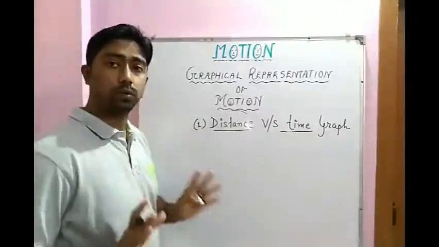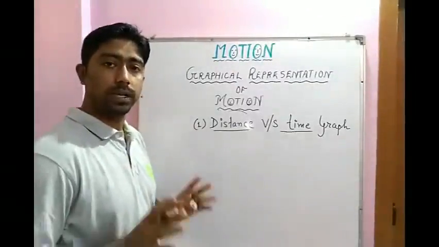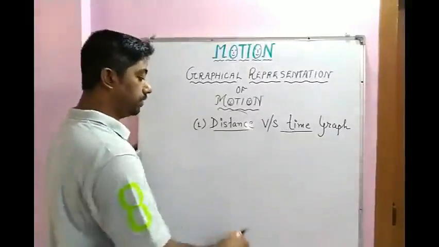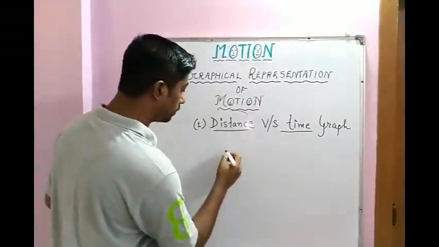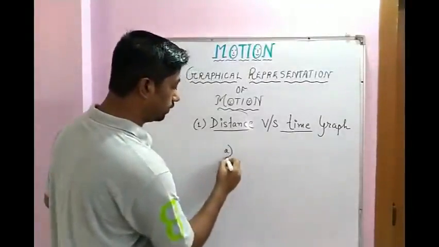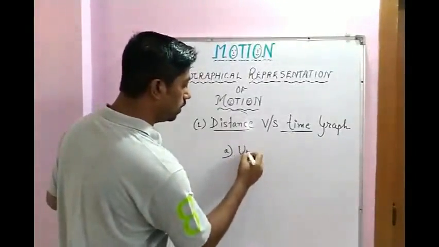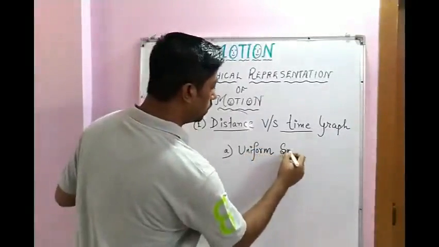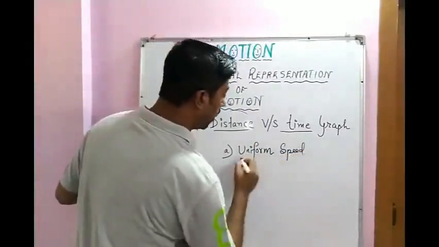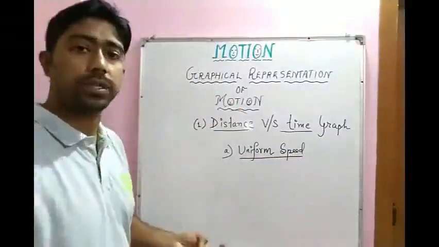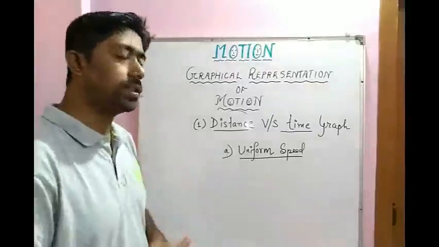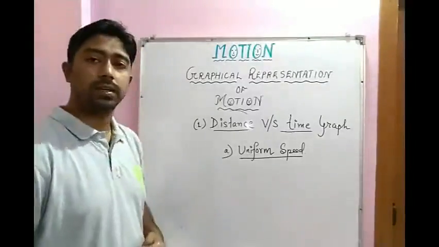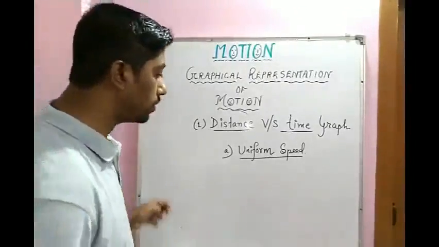Okay, now here we may have two situations. Let us go to the first situation, Case 1 or case A. If the body is moving with uniform speed. Suppose the body is moving with uniform speed, then what is the graph? So first, to plot such a graph, we need a set of data. I will construct a set of data.